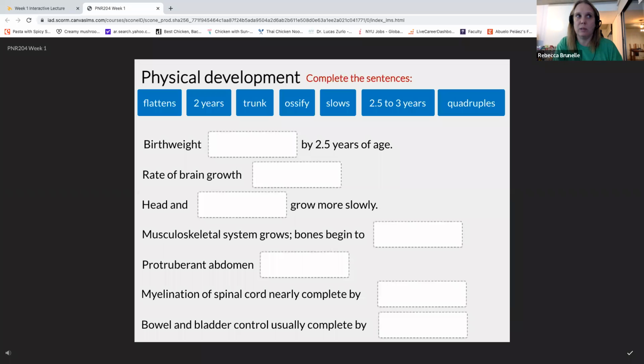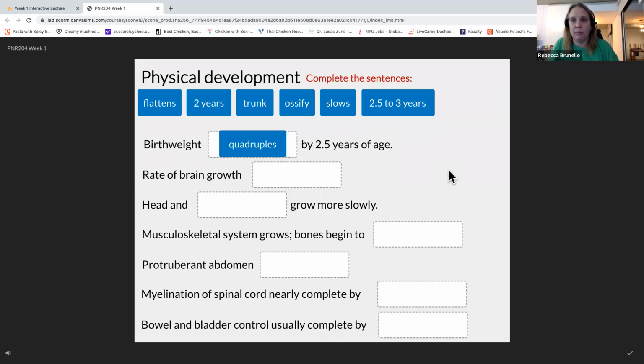All right, this is a way for you guys to complete the sentences. So I'll read it out and you can let me know. Birth weight blank by 2.5 years. What do you think? Quadruples? It quadruples. Very good. Rate of brain growth blank over time. So you start with a big head and then it slows down. It slows down. Head and blank grow more slowly. Trunk.